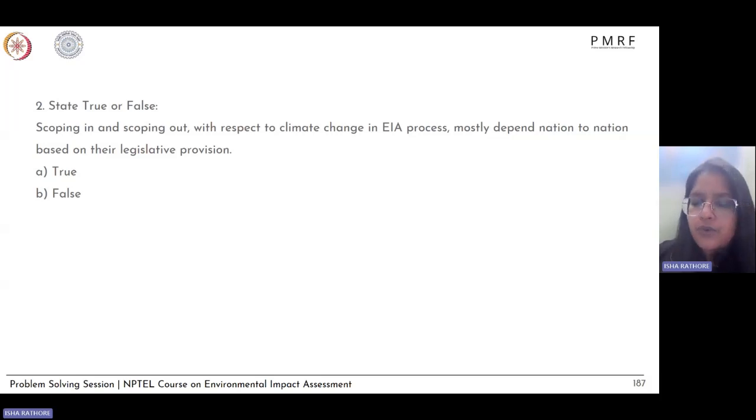Is the statement true or false? So the given statement is true. For climate change, scoping in and scoping out depends on nation to nation, based on what their legislative provisions relating to that are. So A is the correct answer.